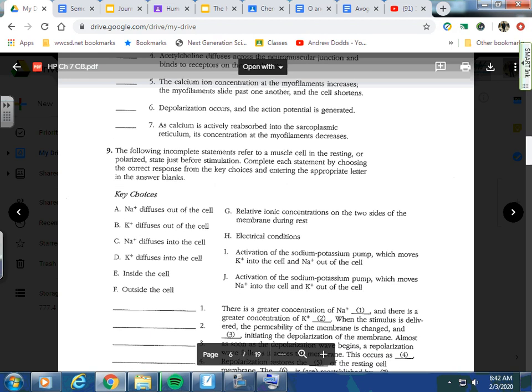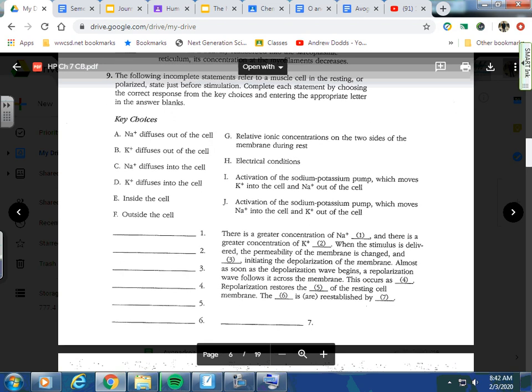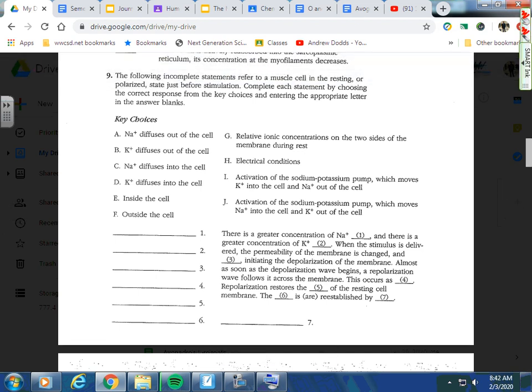And number 9, which I am not going to put on the quiz, so you don't have to mark it. But the answer should go: Number 1 is F. So there's a greater concentration of sodium outside the cell. Number 2 is going to be E. So greater concentration of potassium, K+, inside the cell. 3 is C. When the stimulus is delivered, the permeability of the membrane has changed and sodium diffuses into the cell.